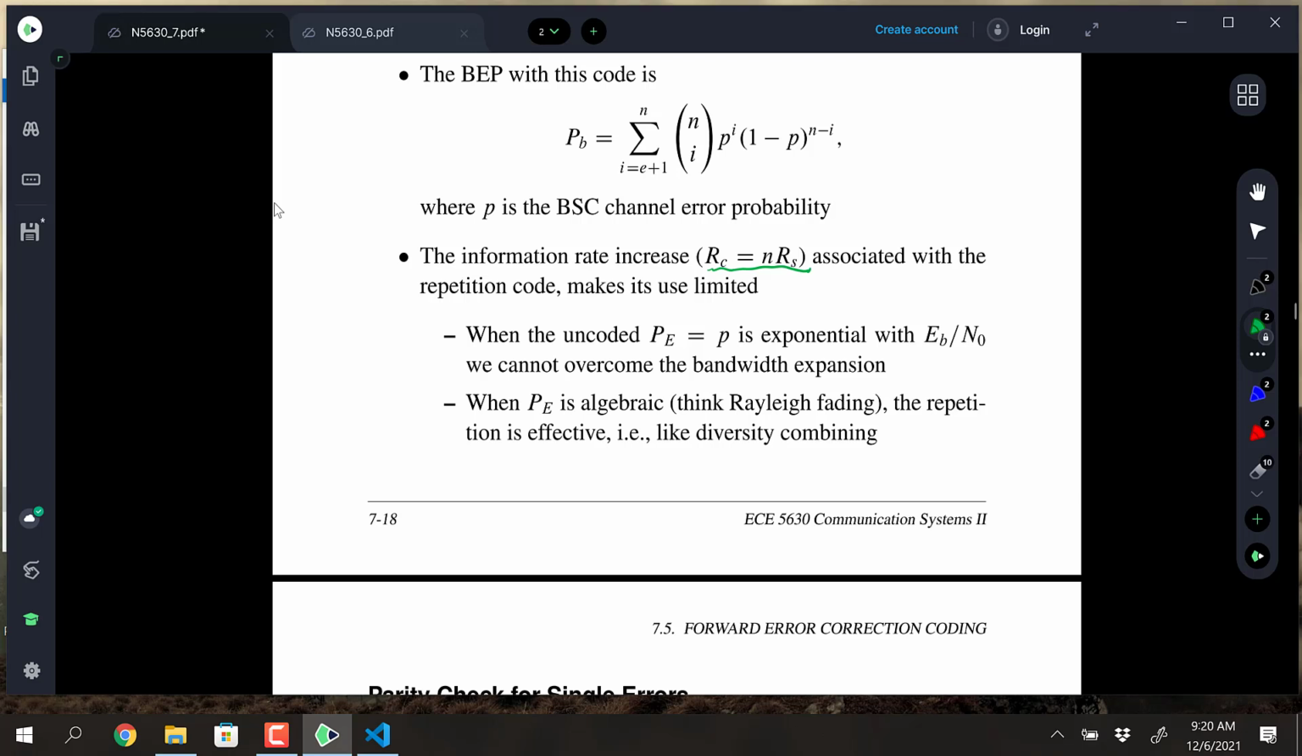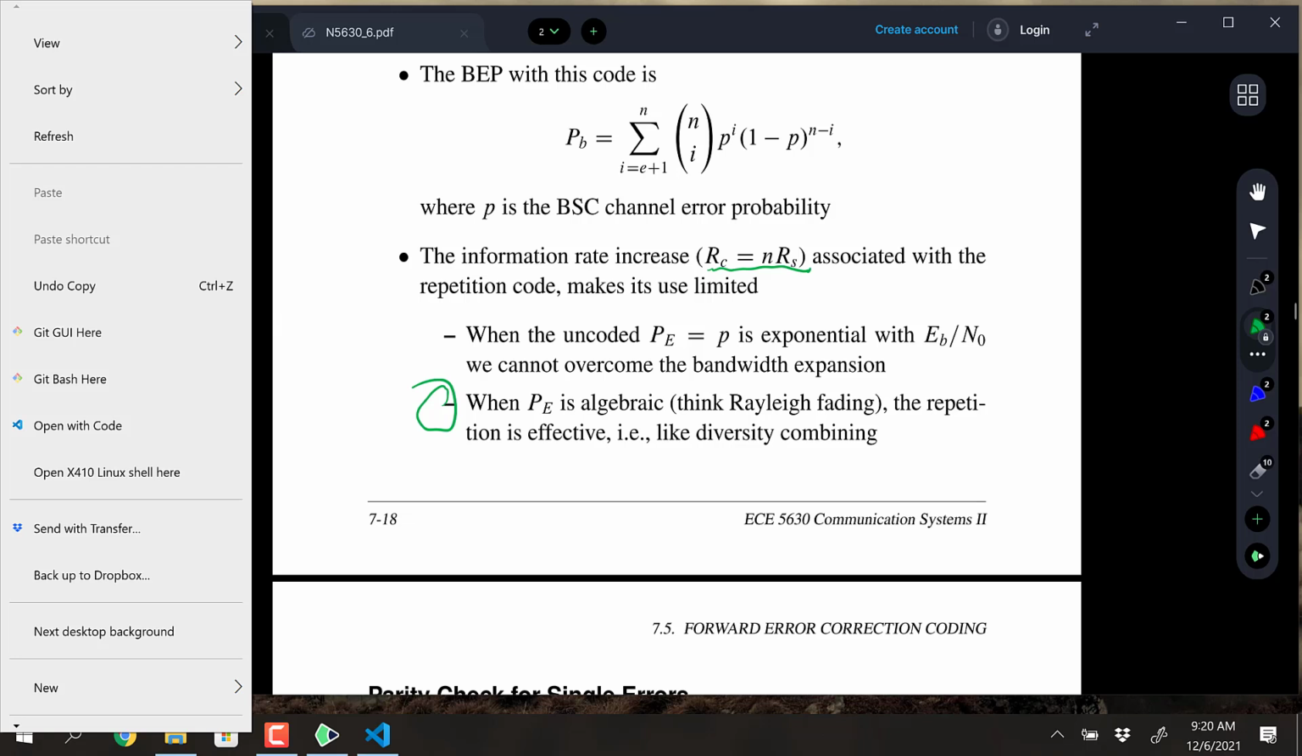However, if we have an exponential relationship between PE and Eb over N naught, we can't overcome that with the repetition coding. But if we have an algebraic error probability relationship relative to Eb over N naught, which we did see in chapter 5 of the notes, then this is pretty much like diversity combining for a Rayleigh fading channel. So repetition coding, although maybe not done deliberately, can be viewed that way in a diversity combining channel. And this gets into a simple multiple antenna situation where you'd have, say, n antennas at the receiver to get n different copies, and then be able to weight, that's essentially this repetition coding.